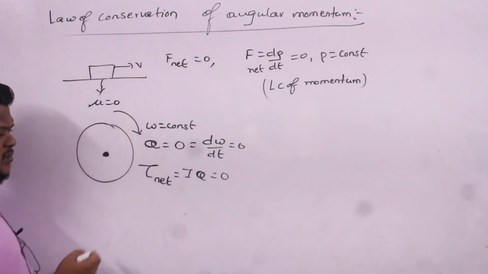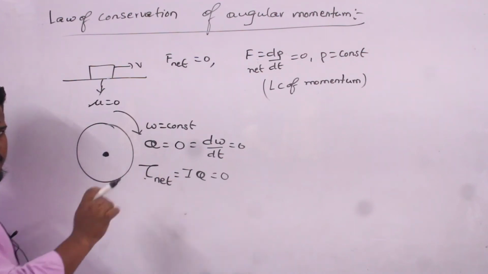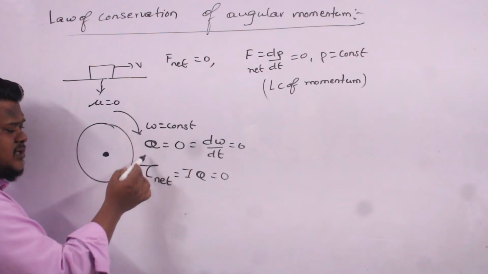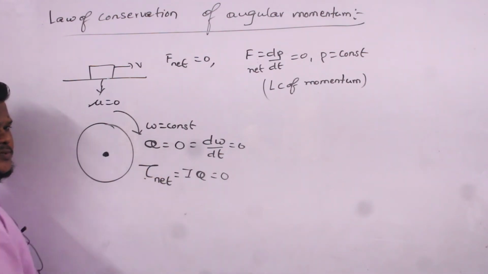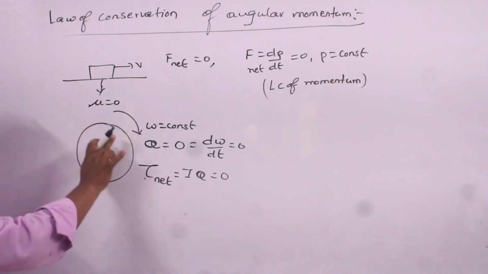What is the formula of net torque? I into alpha, or you can say R into F. If alpha is zero, then net torque acting on the system is also zero. So if the net torque acting on the system is zero, then angular momentum of the system is a constant.